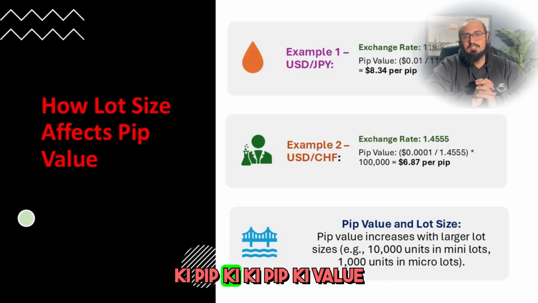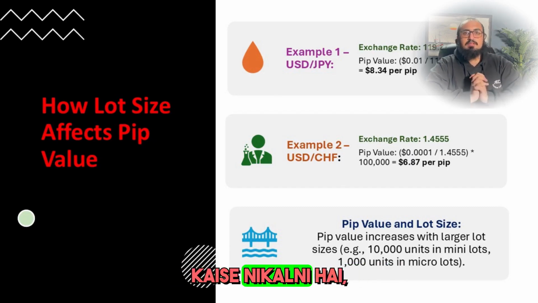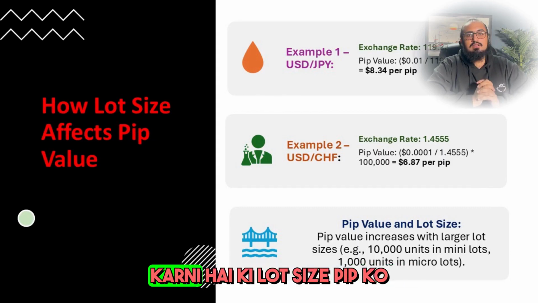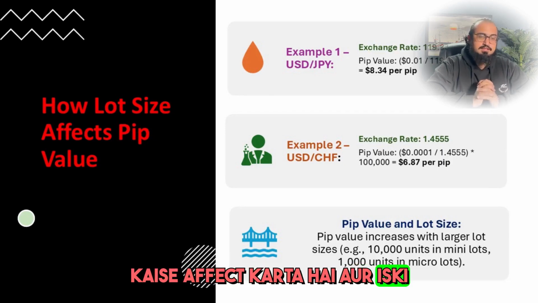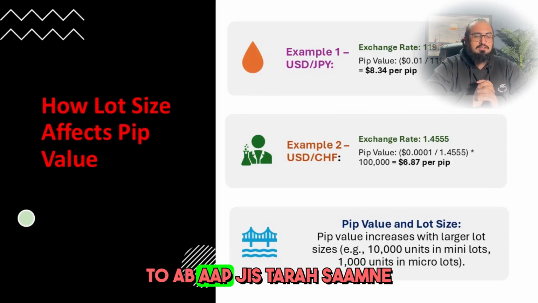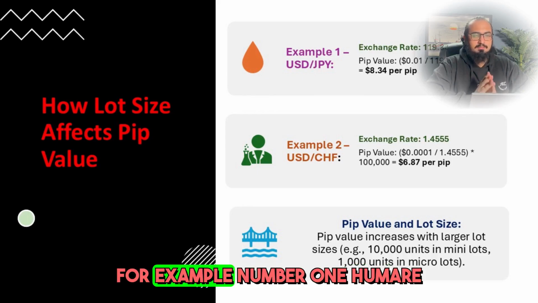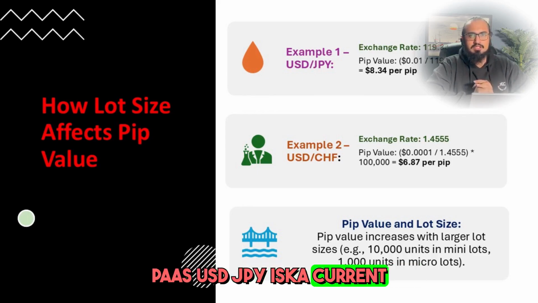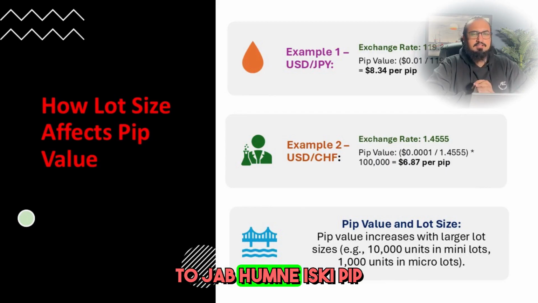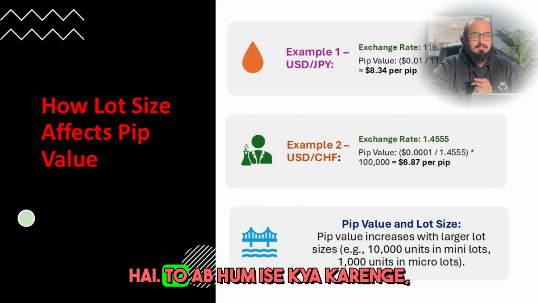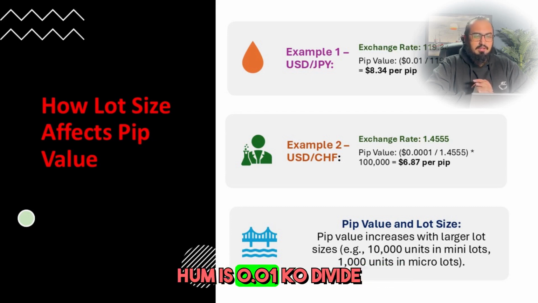Now, as we calculated the pip, how do we determine the value of the pip? We have to calculate how the lot size affects the pip and its calculation in dollars. Now you can see in front of you that your pip value is coming up. For example, number one, we have USD JPY. Its current rate is 119.8. When we calculated its pip value, it came out to be 0.01.